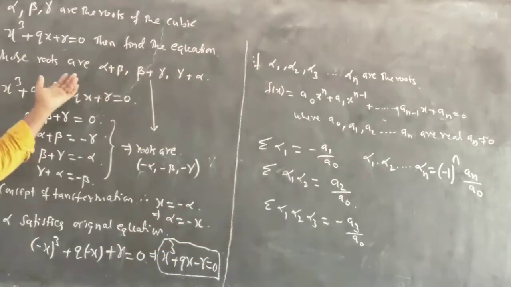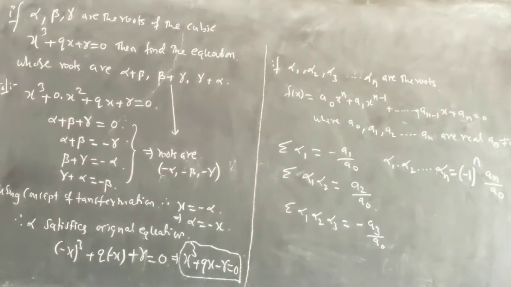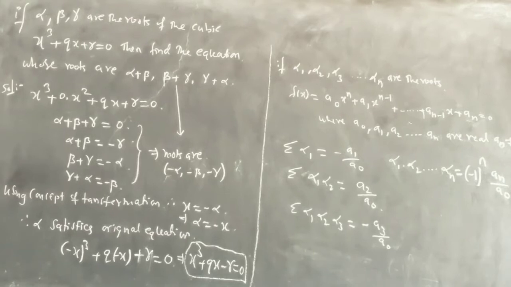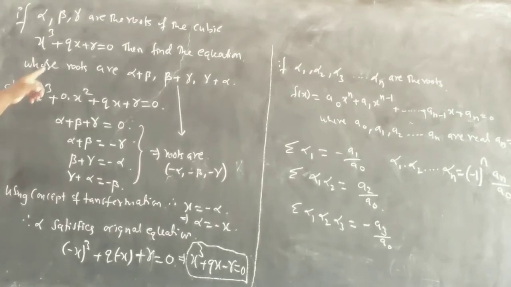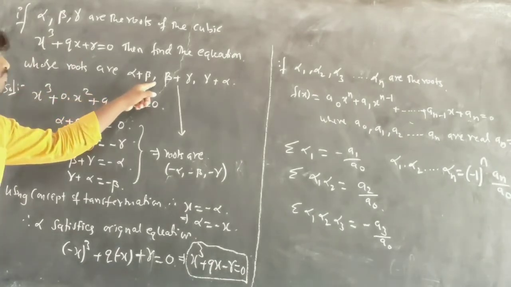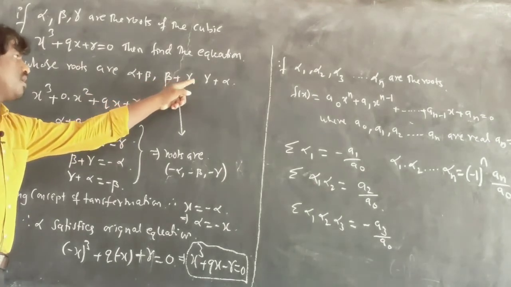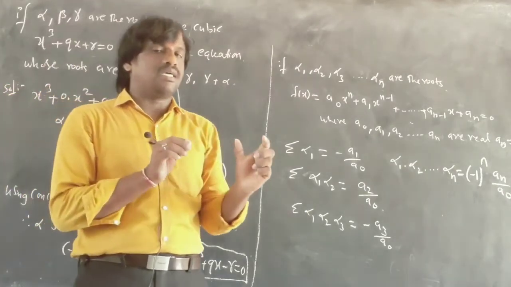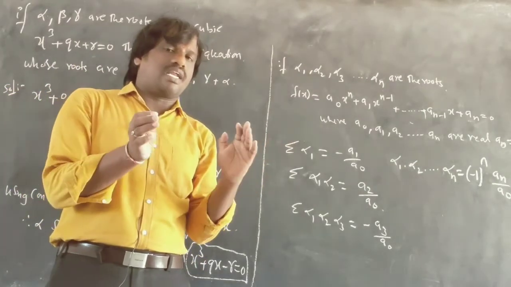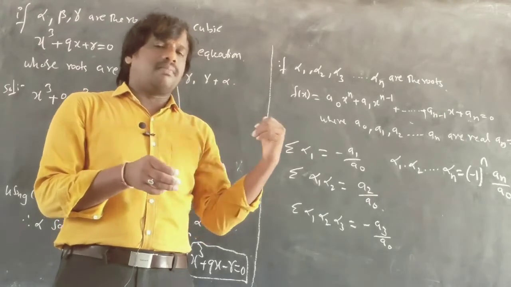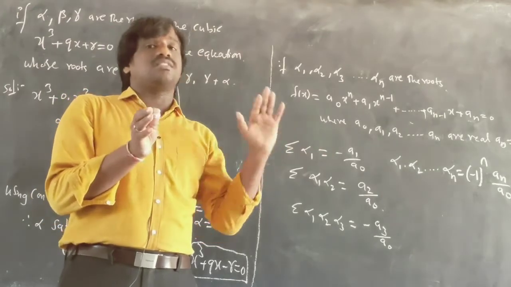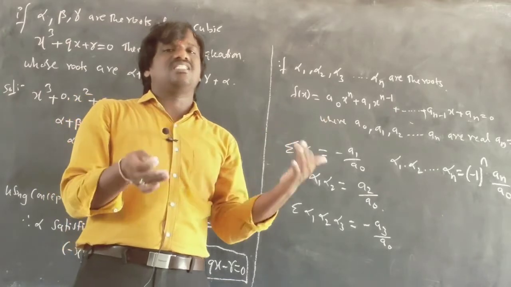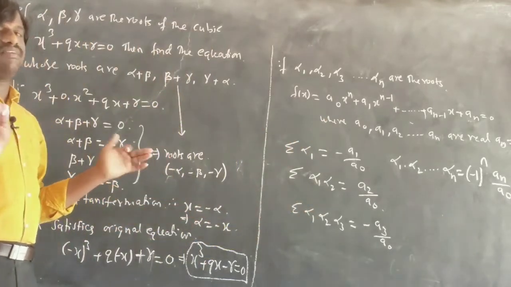Let us see, this is the question we have and let us find the answer. Alpha, beta, gamma are the roots of the cubic equation x cube plus qx plus r is equal to 0. Then find the equation whose roots are alpha plus beta, beta plus gamma, gamma plus alpha. We did this type of question in the second degree quadratic equation also. There we called that concept transformation, so we have already done this type of problem.